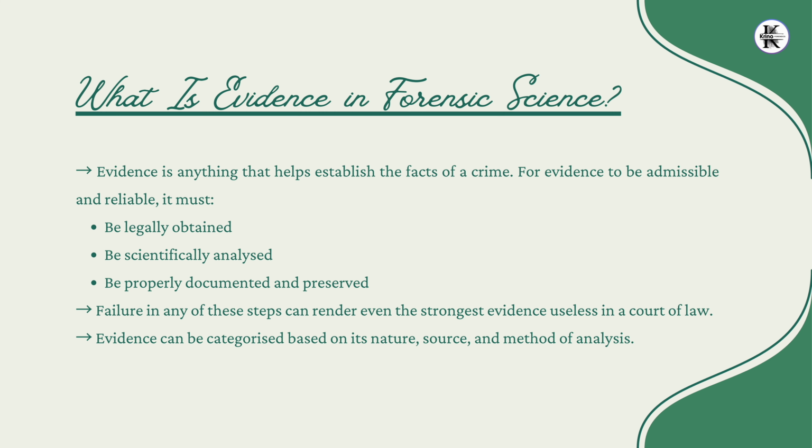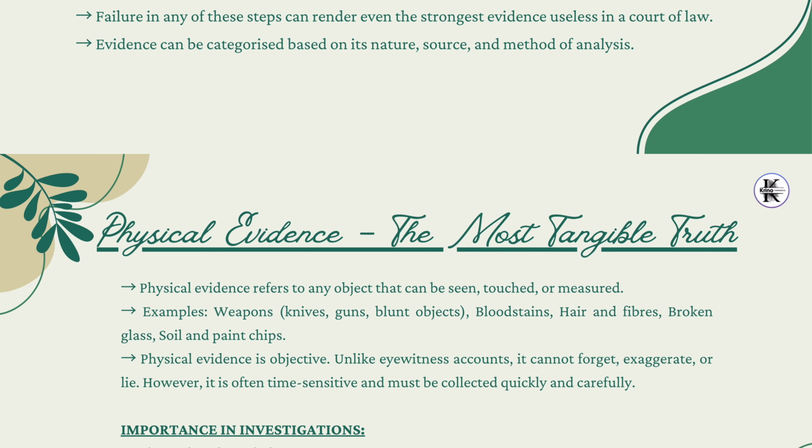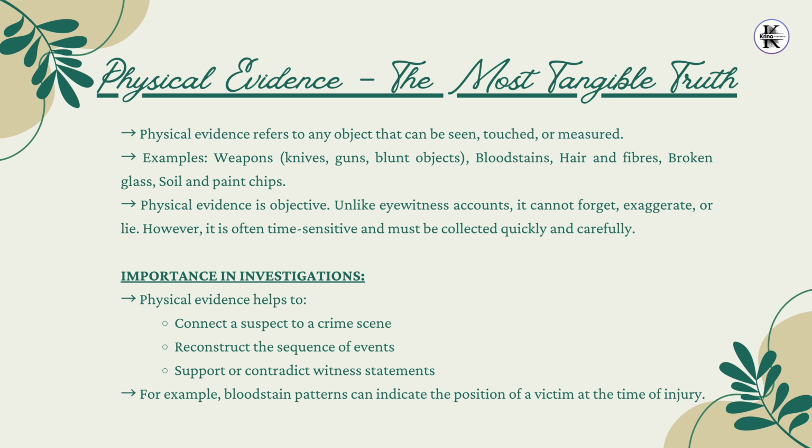Now, let's move forward and look at its different types. Let's begin with one of the most basic and important types, physical evidence. Physical evidence refers to anything that you can actually see, touch, or measure. For example, weapons, bloodstains, hair, fibers, soil, or even paint. Now, what makes physical evidence so powerful is that it's objective. It doesn't lie, it doesn't forget, it doesn't get influenced like human memory. However, there is a catch. It is time sensitive, which means if not collected properly or quickly, it can be lost.